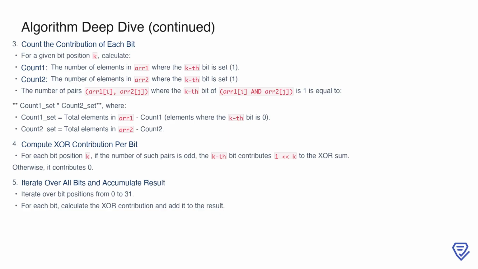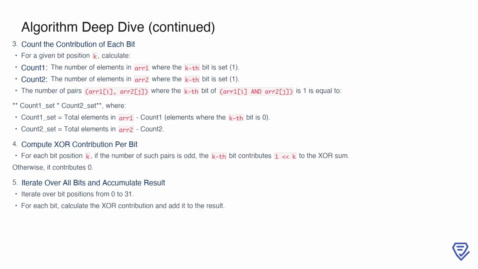Using these counts, we can calculate the number of pairs where the kth bit of the AND operation between elements from ARR1 and ARR2 is 1. Specifically, this is given by the product count1_set times count2_set, where count1_set represents the elements in ARR1 where the kth bit is 1, and count2_set represents the elements in ARR2 where the kth bit is 1. With this information, we can determine whether the number of contributing pairs for the kth bit is odd or even.